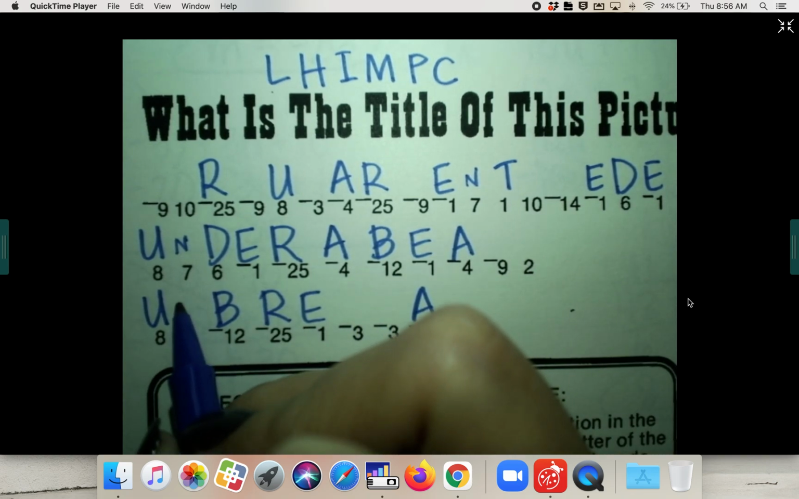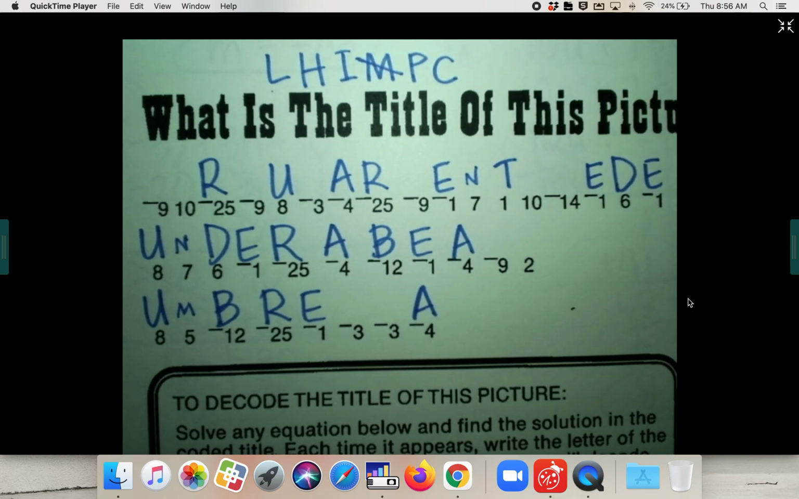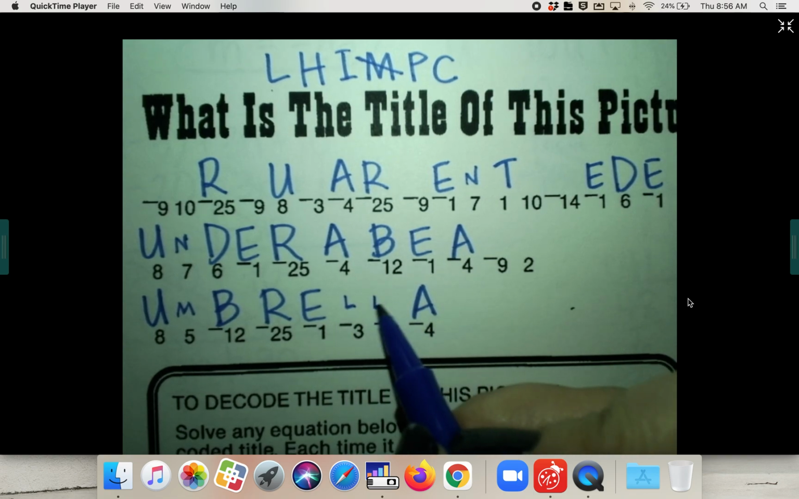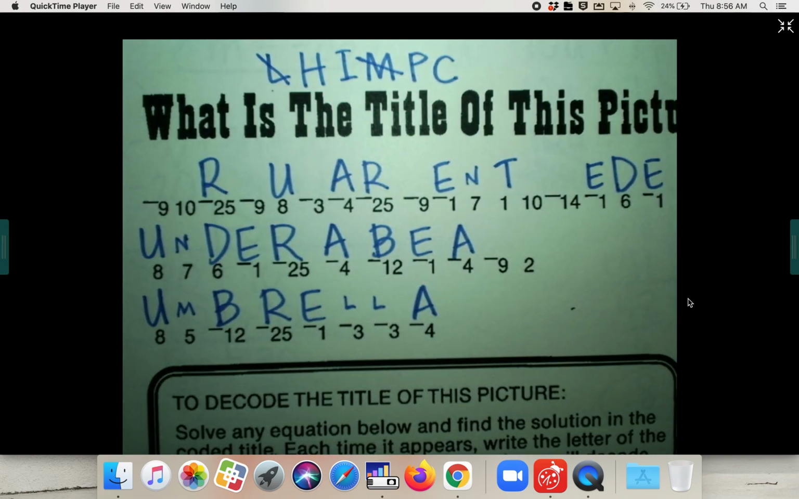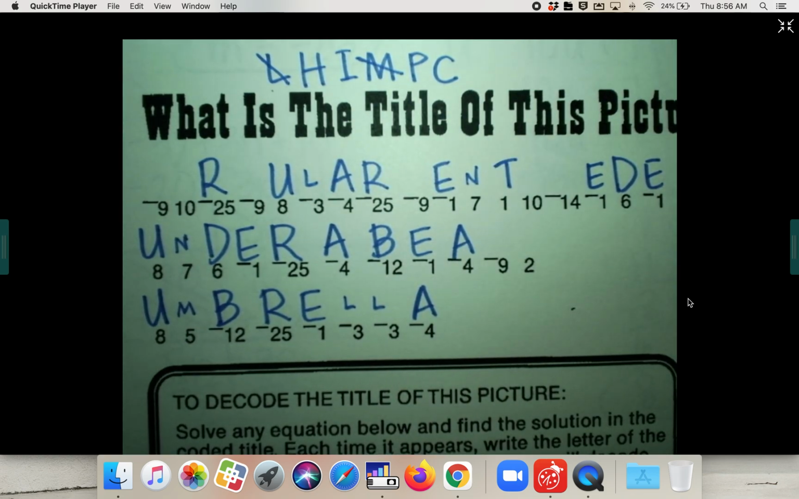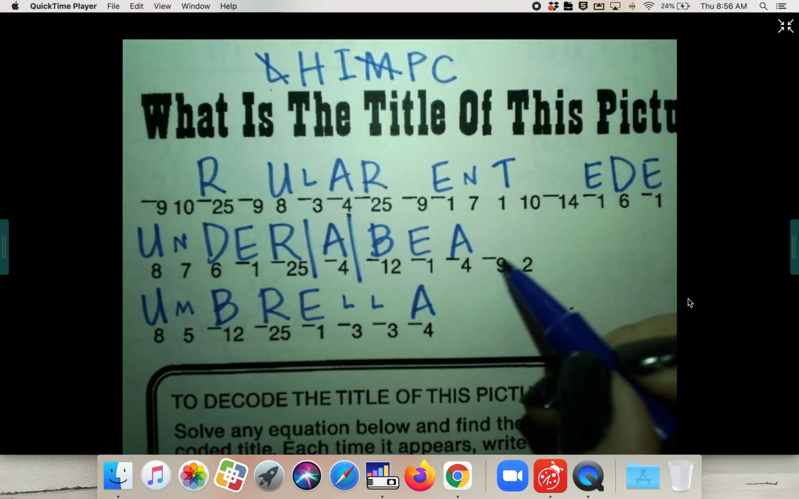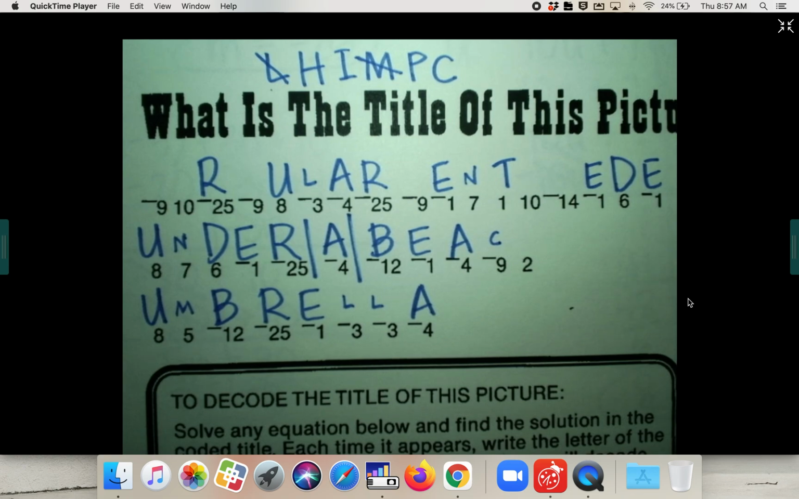If this is M, are there any other M or 5s? Are there any other 5s? No. If this is L, then that's -3. Are there any other -3s? These are the only 4 letters we have left. Beach umbrella. Do you think this is beach? Yeah. If that's a C, then -9 is C.